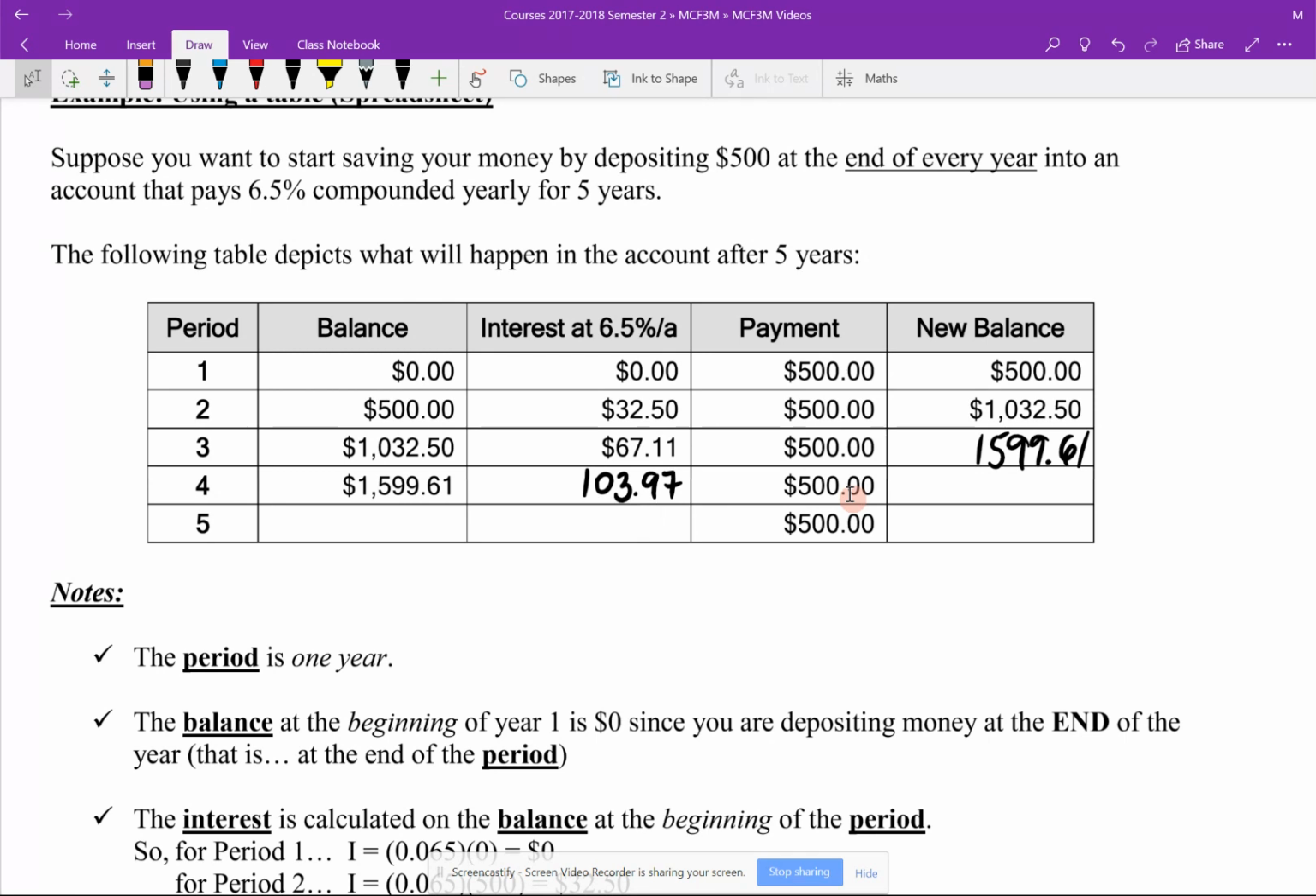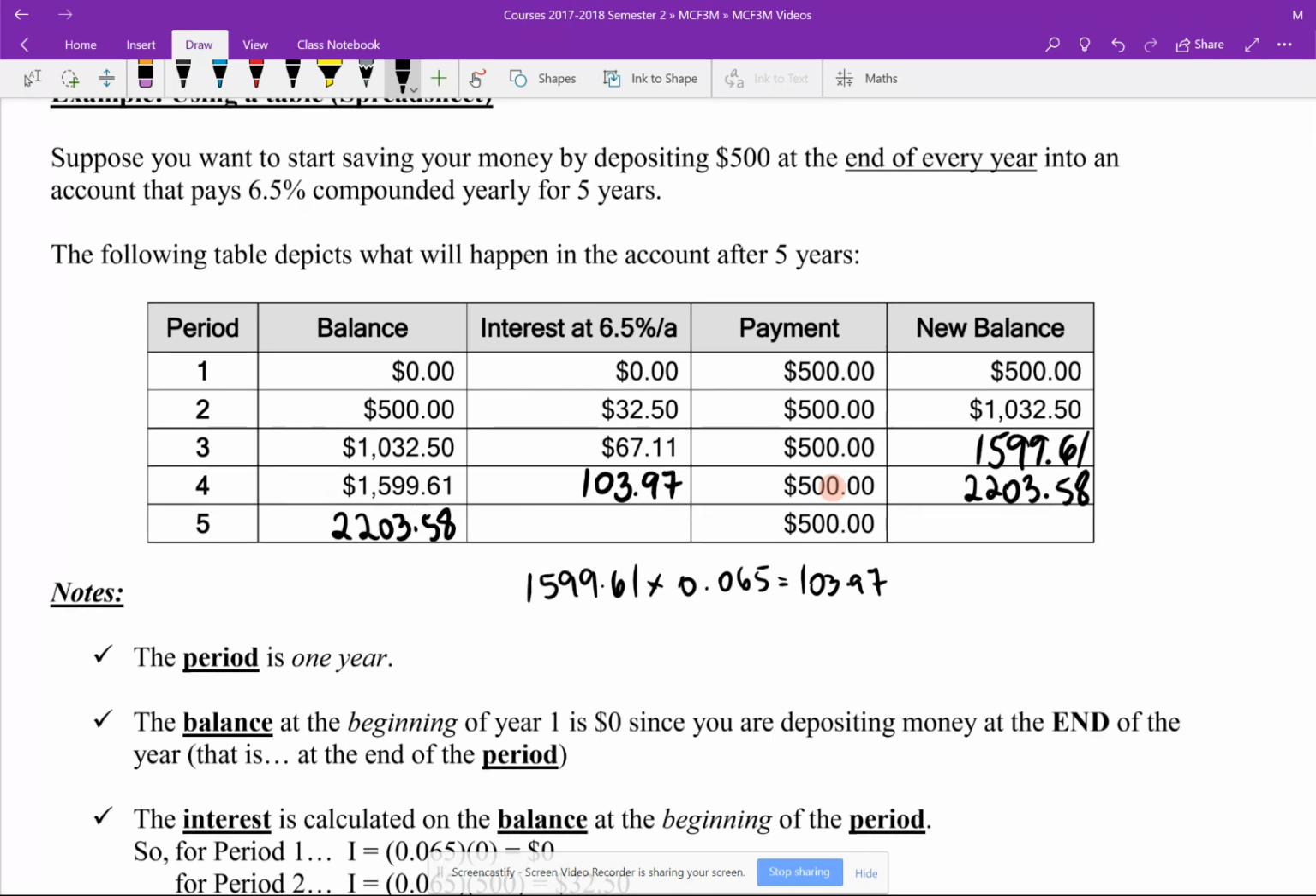So rather, let me show you how I get this number. If I took $1,599.61 and I multiplied it by 6.5%, 0.065, I would get 103.97. So that's where that number is coming from. So all these numbers that are calculated here are just 6.5% of whatever balance that you have. Okay, so the new balance after I add another $500 payment would be $2,203.58.